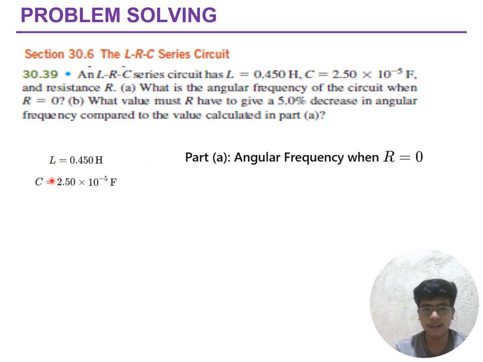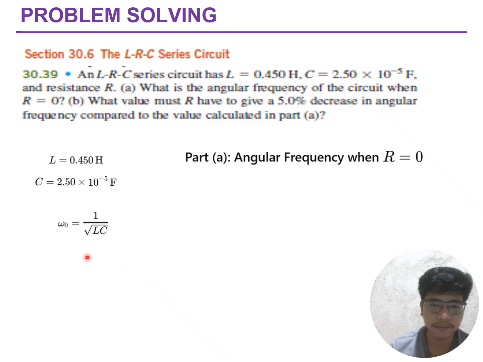In this situation, we have L equal to 0.50 Henry and C equal to 0.50 times 10 to the power of negative 5 F. When resistance is zero, we have an LC circuit angular frequency. When resistance is added, the oscillations are damped and the angular frequency decreases. So the natural angular frequency with no resistance is this formula.